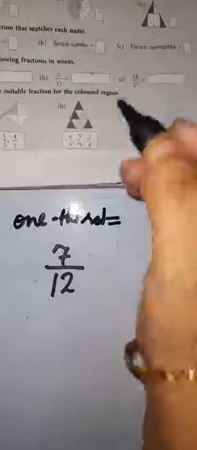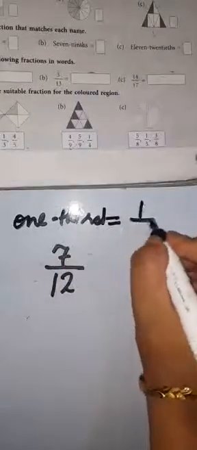Now look at the question number 4. Write the fraction that matches each name. So here 1/3. As you are reading the fraction like 1/3, it is written here 1/3, right? So 1/3, how we will represent as fraction? 1 above the fraction bar and 3 below the fraction bar. It means 1 is numerator and 3 is denominator.